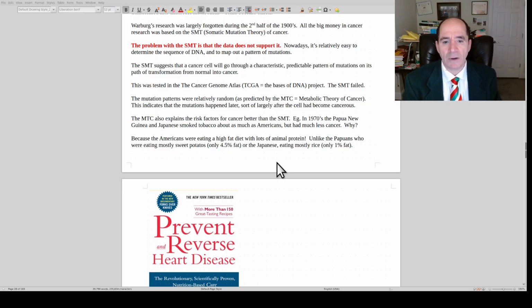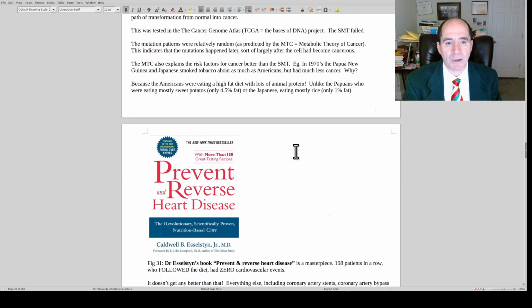So hypoxia and ischemia are very similar, for our intents and purposes essentially the same meaning, okay? The Papua New Guineans were eating mostly sweet potatoes. They're only 4.5% fat. The Japanese were eating mostly rice at that time, only 1% fat. So they had very low-fat diets, and that gave them better blood flow.